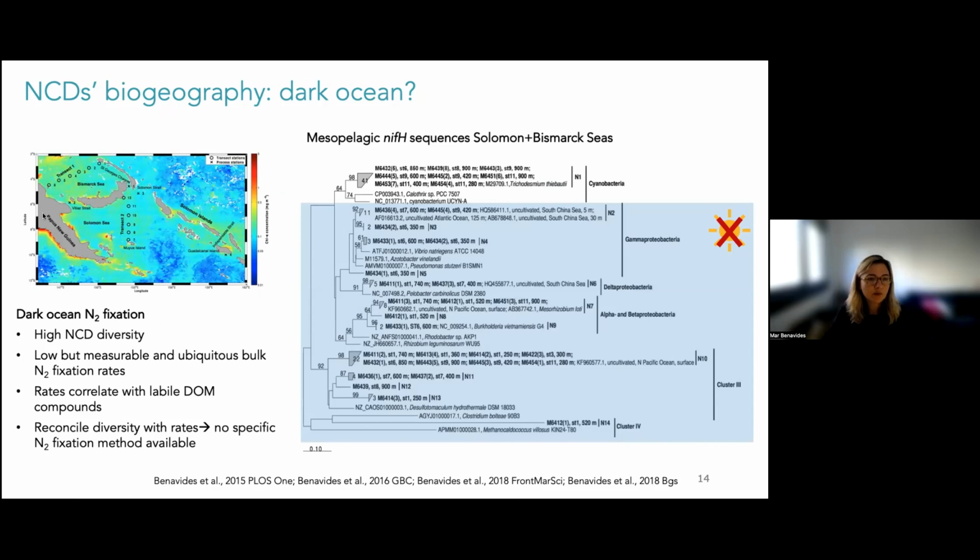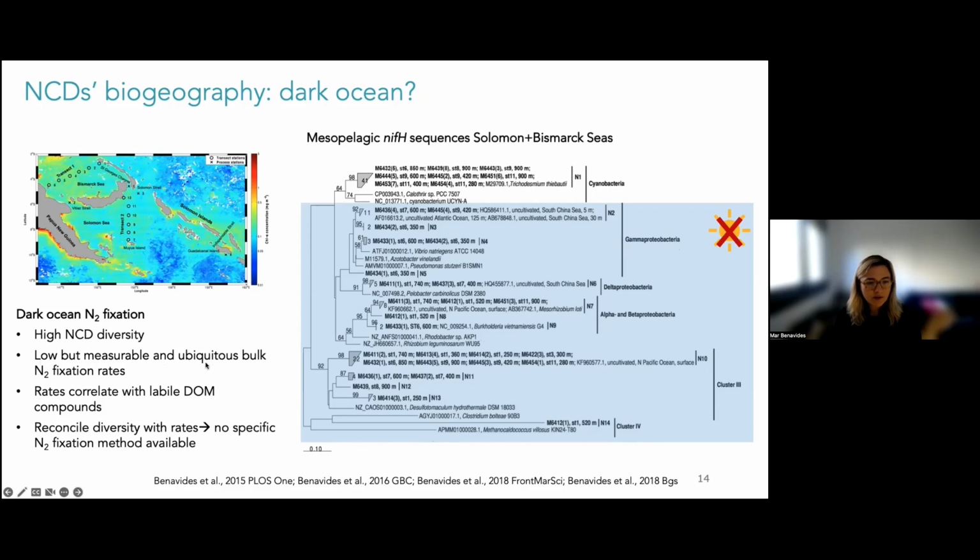This is an example from one cruise in the Solomon Sea. This is in the South Pacific, close to Papua New Guinea. So we looked at the diversity of these NCDs, and we found a huge diversity, pretty much everything that you find in the different clusters of the nifH gene. So there were gamma proteobacteria, delta, alpha, beta. In cluster 3, there are obligate anaerobes, and also these putative nitrogenases from cluster 4. So pretty much everybody was present in the samples.